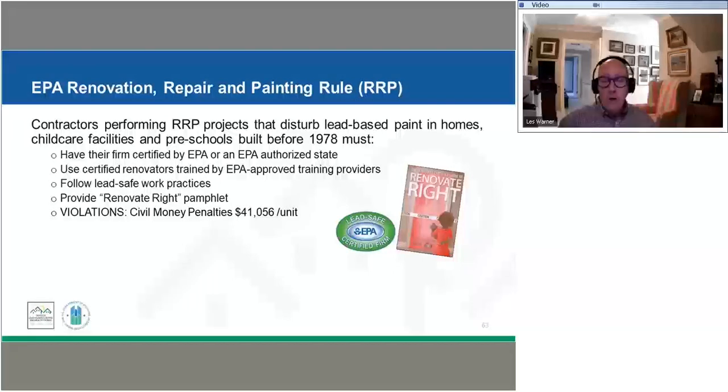They are required, and this is separate from the disclosure, Protect Your Family pamphlet that was talked about. Under the EPA rule, the contractor is required to provide the Renovate Right pamphlet for any of those properties that we're working, and there is a civil penalty, rather significant, for that. So we need to make sure that that has been done.